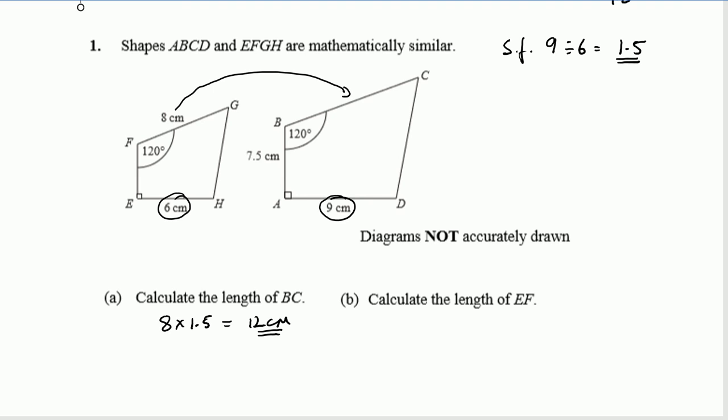The length of EF, that's on the small triangle, so we need to find the length on the large triangle that corresponds to it, and I need to divide because I need the length to get smaller. So 7.5 divided by 1.5, that's going to give me a length of 5 centimeters for EF.